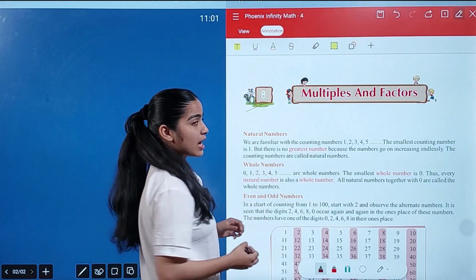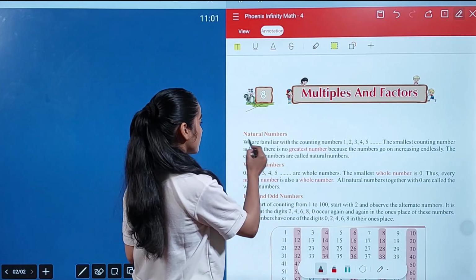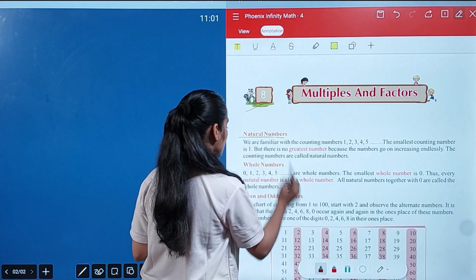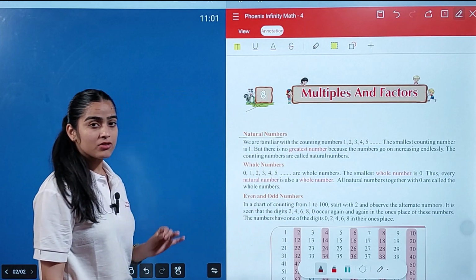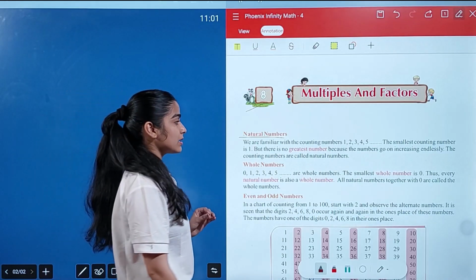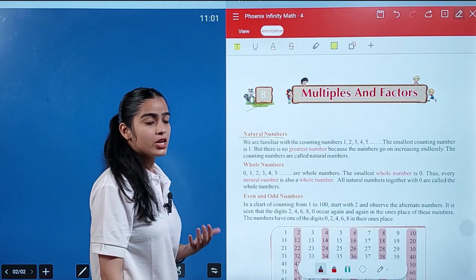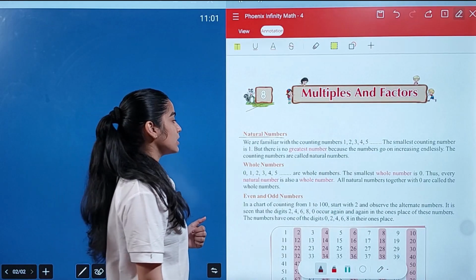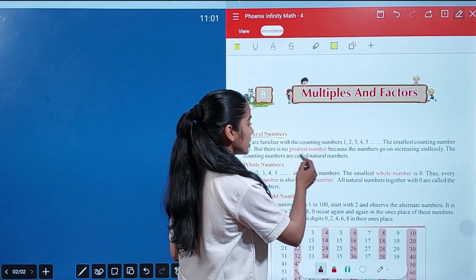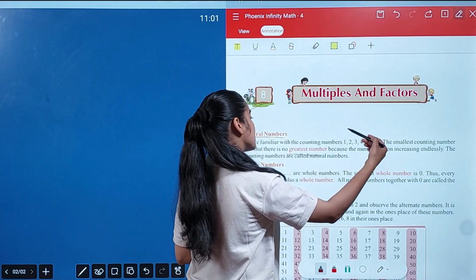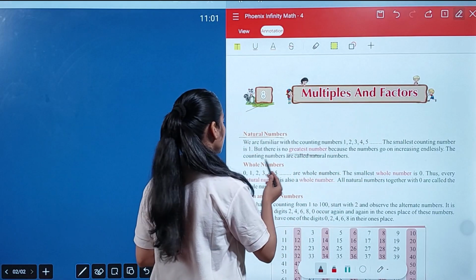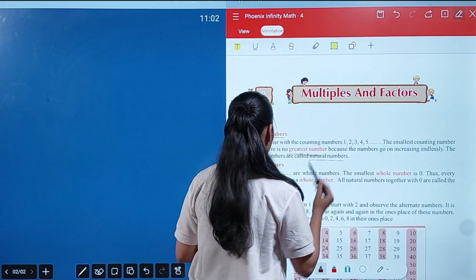But before that, we have to brush up our previous knowledge. So, first, you have to tell me what you mean by natural numbers. Natural numbers are those numbers where we start our counting from 1 and it will go on to infinity. So, the smallest counting number is 1, but there is no greatest number because the numbers go on increasing endlessly. The counting numbers are called natural numbers.